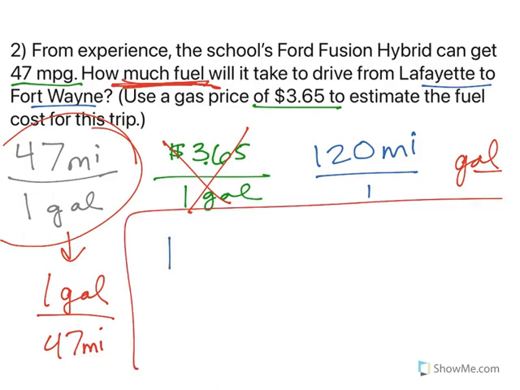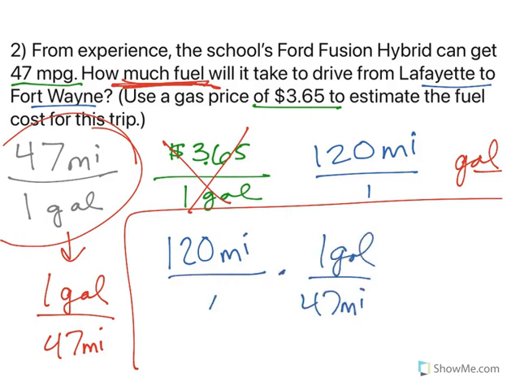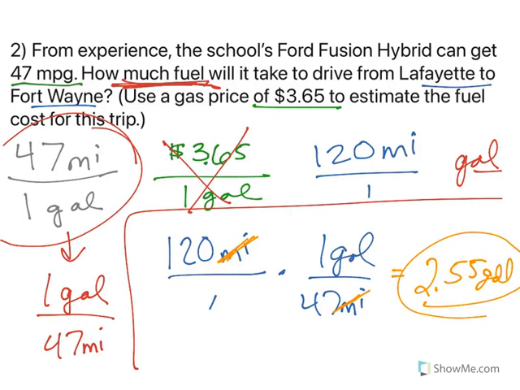Now I'm ready. So I have 120 miles over 1. I have 1 gallon over 47 miles, and that allows me to just be in gallons. So when I divide 120 by 47, I get roughly 2.55 gallons of gas. Now that answers the question of how much fuel will it take.